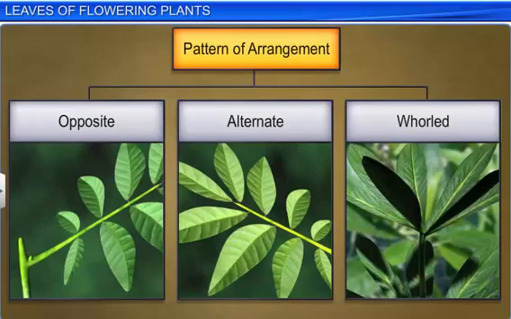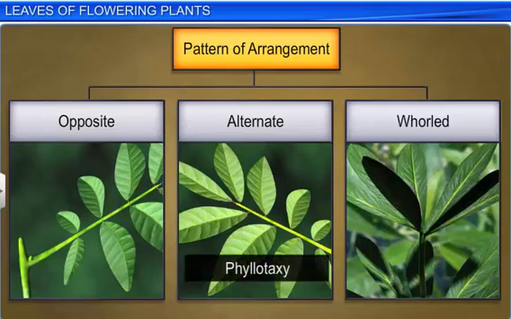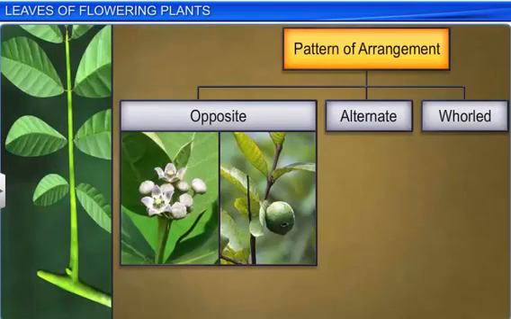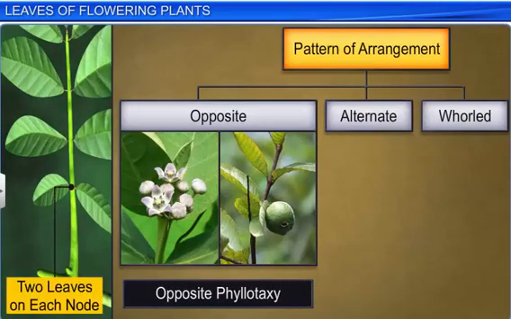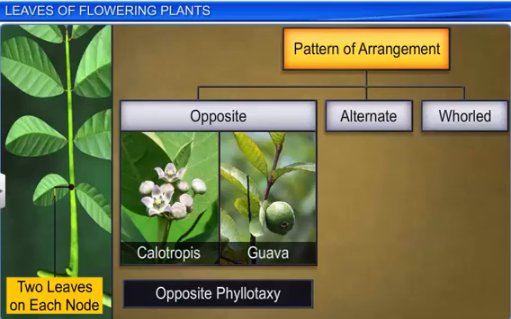Apart from classifying leaves as simple and compound, they are also identified as opposite, alternate, or whorled on the basis of their pattern of arrangement on a stem or a branch. This is termed as phyllotaxy. In opposite phyllotaxy, there are two leaves on one node arranged opposite to each other, as in Calotropis and Guava.